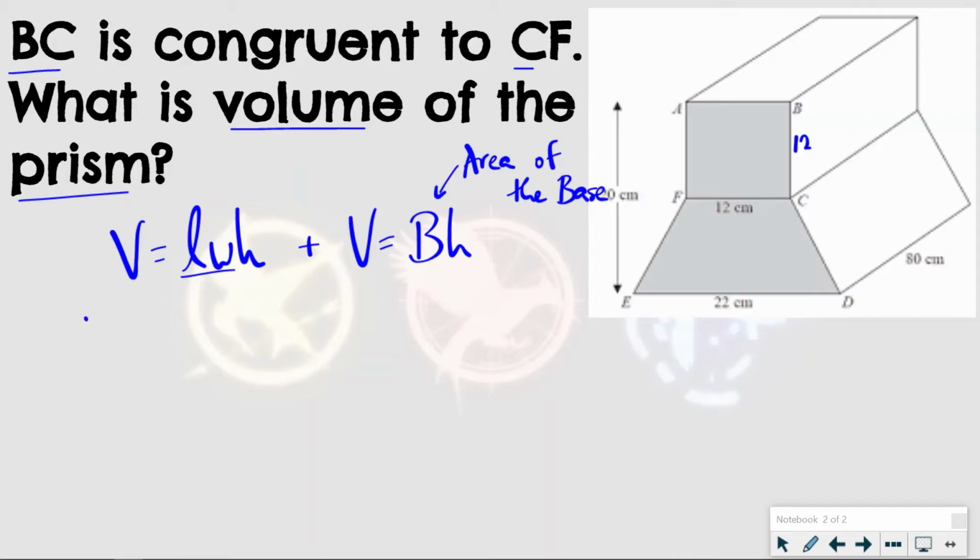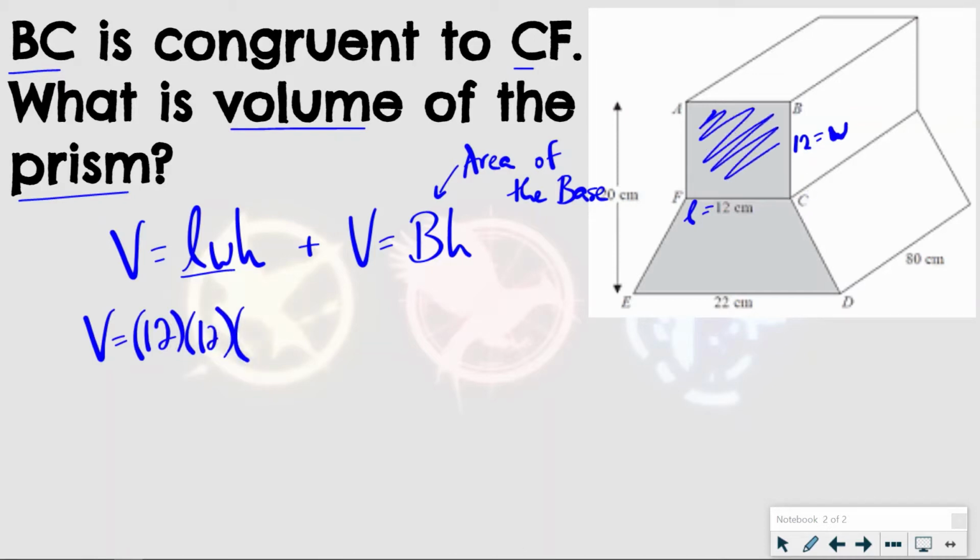I'm thinking about the length and width. I'm going to label this as the length, this as the width. So that's going to be 12 times the height of the prism. That's the distance in between the two bases. So I'm thinking about that as the base, and then on the back side of that, I have another square there. Those are my two bases. The distance in between those bases, from there to there, that's 80. So that's the height of the prism.